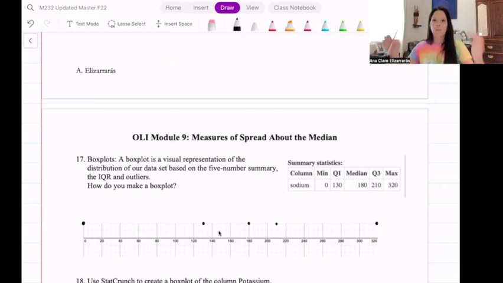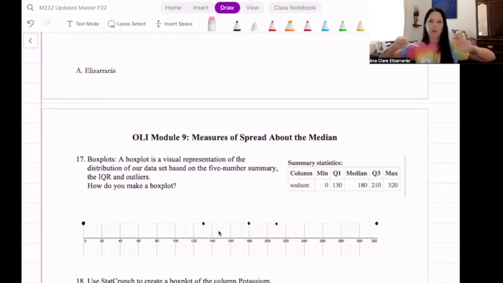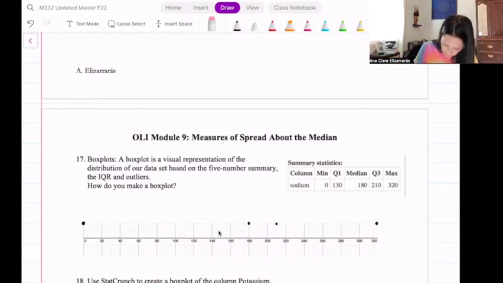The box, remember, is the quartiles from Q1 to Q3. So we draw a box from 130 to 210. There's a line down the middle for the median, and then the whiskers, because it used to be called a box and whisker plot in some books. The whiskers come from attaching the quartiles to the maximum and the minimum. If I was to make a box plot, it would look like this.